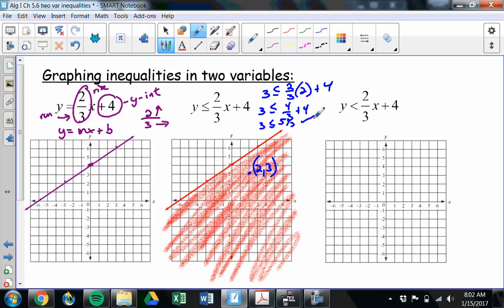And if I were you, I would be smart about the points that you pick to check. I should have picked a point like 3, 1 or 6, 4, something where the x value is a multiple of 3, so that I wouldn't have to deal with these fractions. But because this was a less than or equal to, I shaded below. Had it been a greater than or equal to, I would have shaded above.